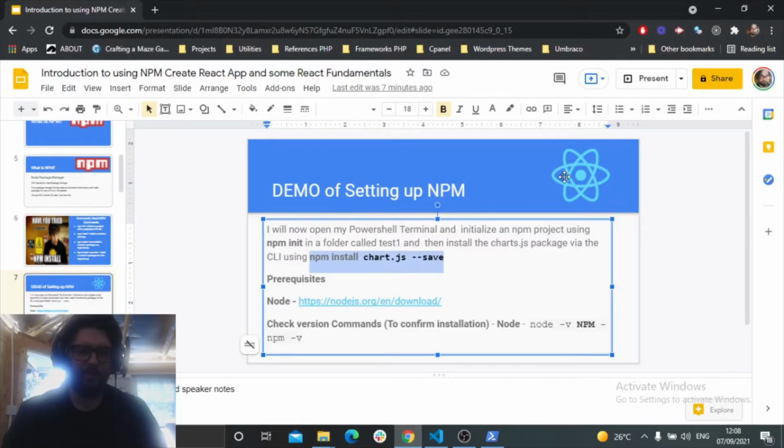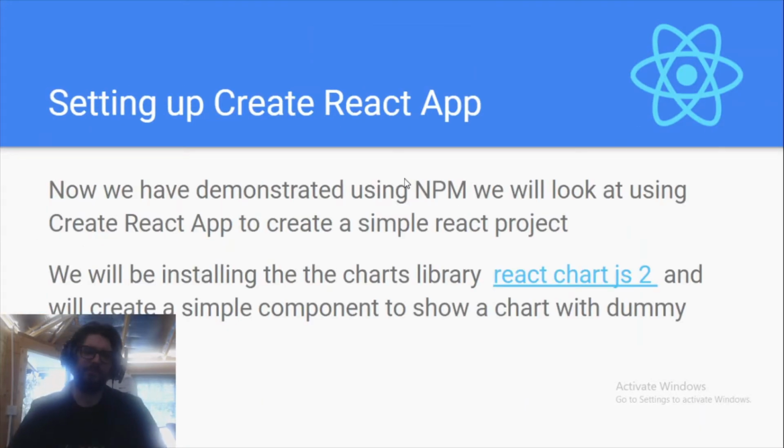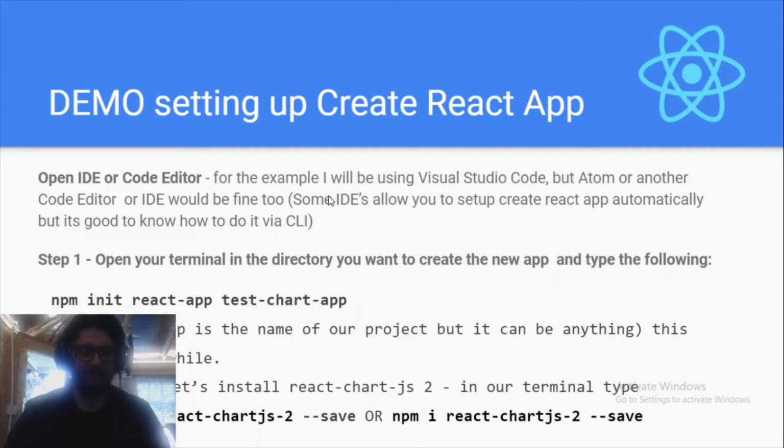So let's get back to the main thing. So we're going to use create react app, which is basically, like I said, a quick way of setting up a React project. We're going to install the charts library React chart.js2, and we're going to create a simple component to show a chart with some dummy data, not live data from a server or anything, just dummy data. So I'm going to be using Visual Studio Code. I usually actually use WebStorm, but that allows you to set up create React app automatically via GUI, but it's best that you understand how this stuff is working using the command line.